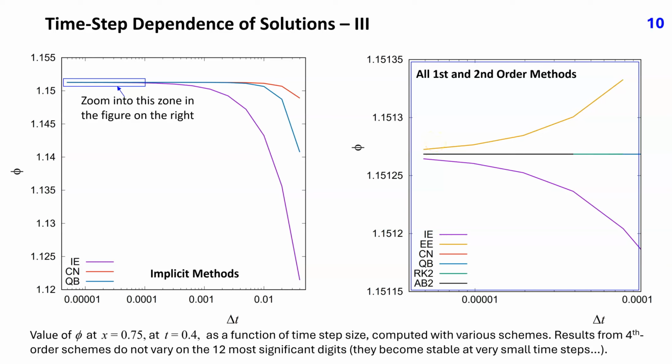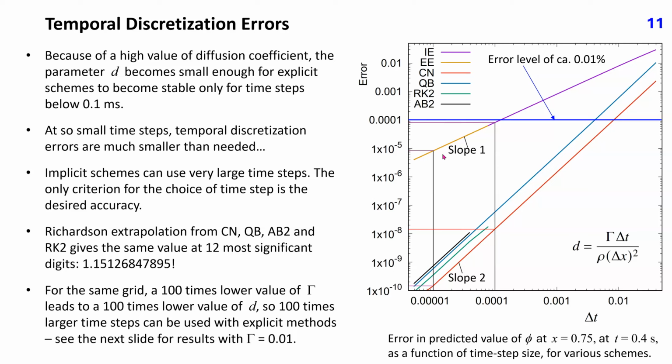Results from fourth-order schemes do not vary on the 12 most significant digits. They become stable at very small time steps when the solution is already more accurate than necessary for most practical applications. Because of a high value of diffusion coefficient, the parameter d becomes small enough for explicit schemes to become stable only for time steps below 0.1 milliseconds.